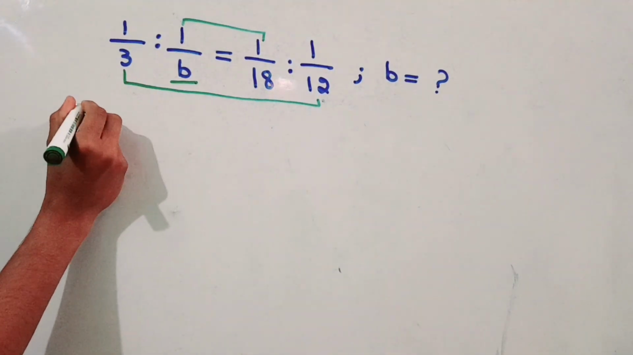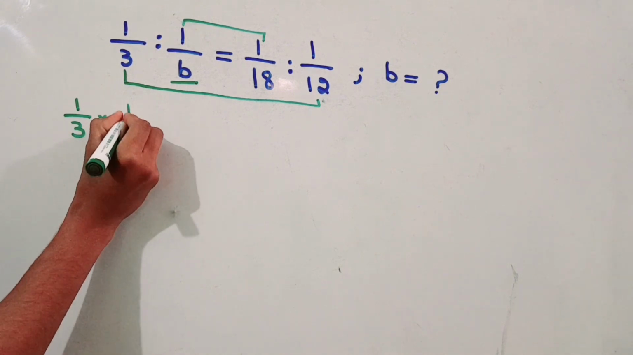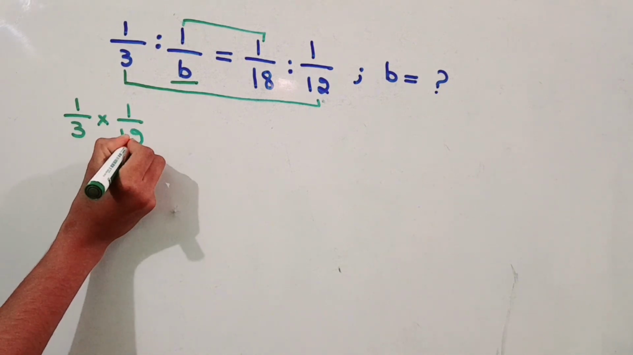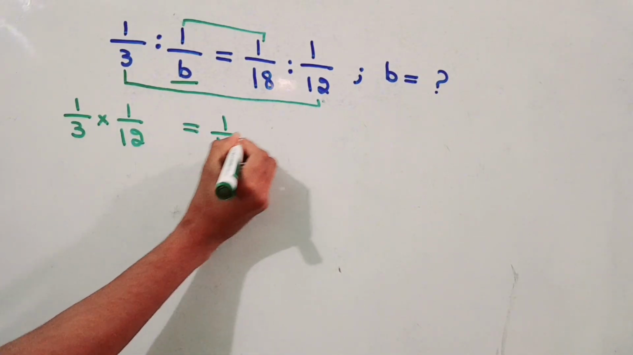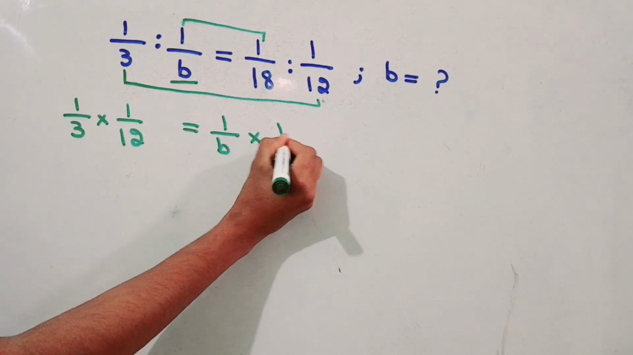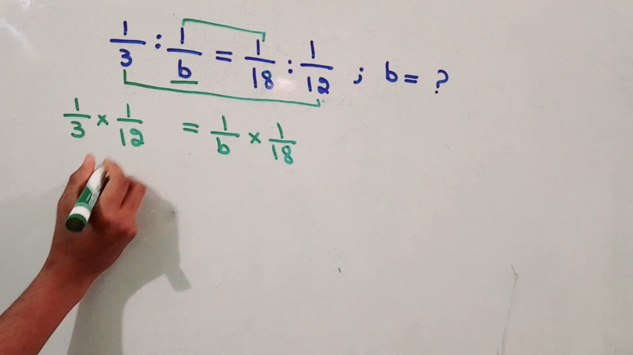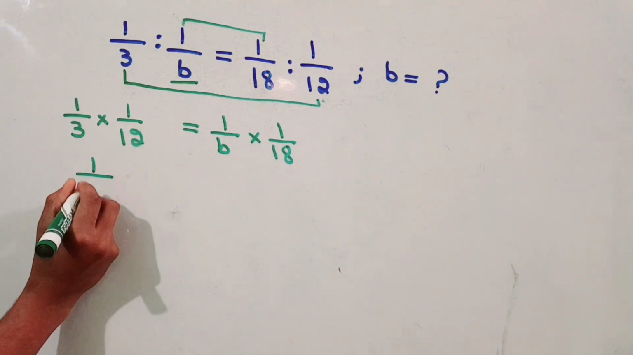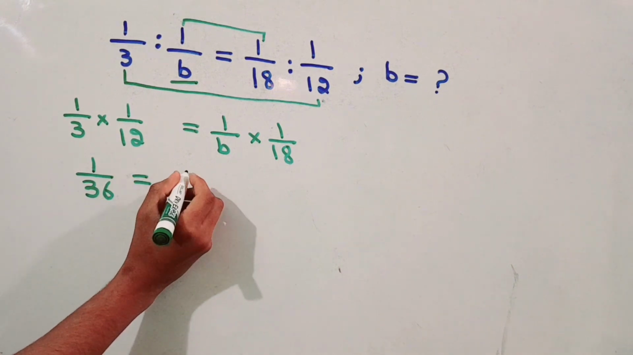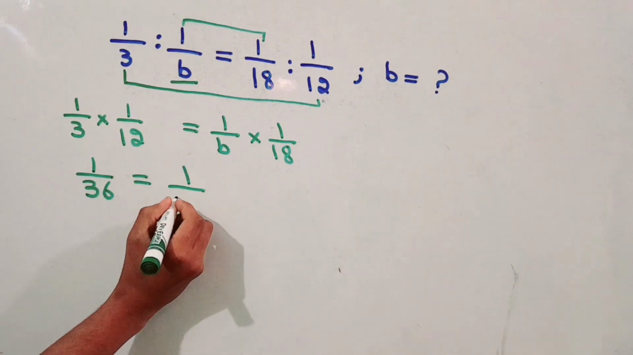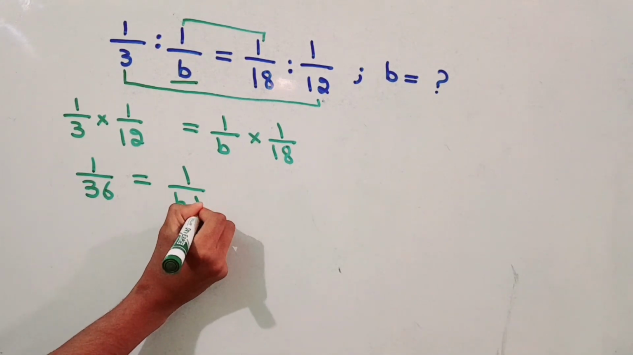So here, extreme 1 upon 3 multiplied by 1 upon 12 is equal to 1 upon b multiplied by 1 upon 18. So now 1 upon 3 multiplied by 1 upon 12 becomes 1 upon 36, is equal to 1 upon b multiplied by 18.